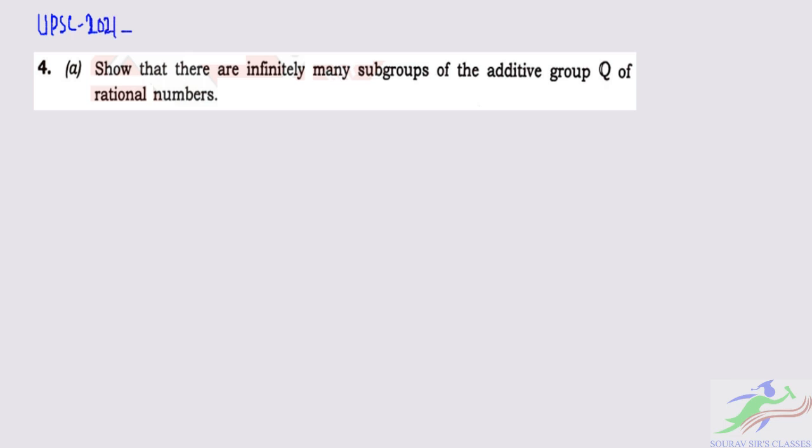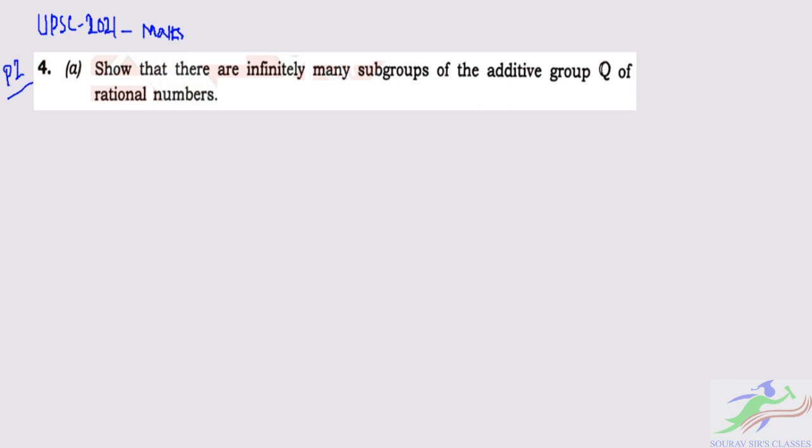In this video we are solving the UPSC 2021 maths optional paper. In the previous video we have solved up to question 3 of paper 2. In this video we will solve questions 4a and 4b. So let's start with the first question.